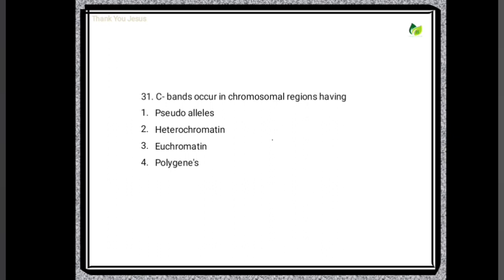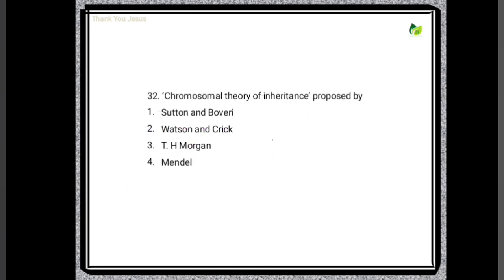C bands occur in chromosomal regions having. Options are pseudoalleles, heterochromatin, euchromatin, polygene. The correct answer is heterochromatin. Let's see the next question.